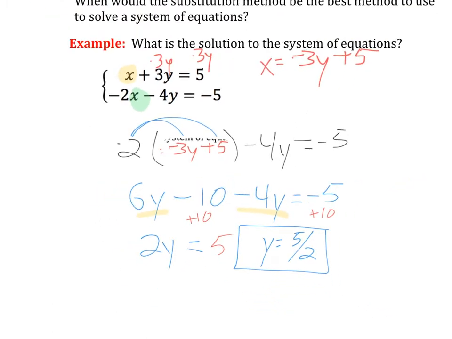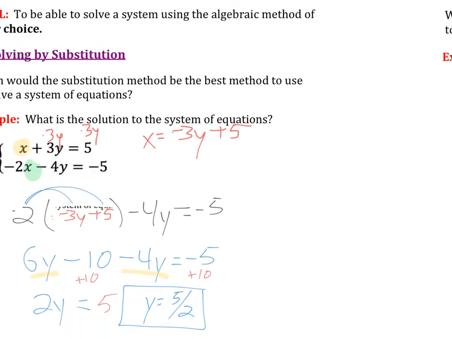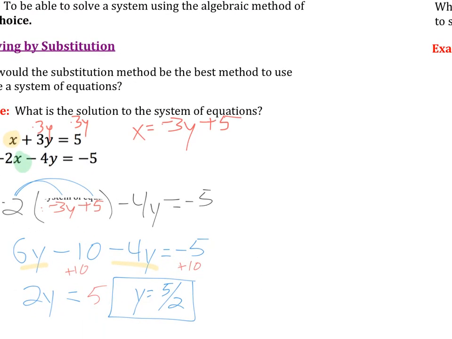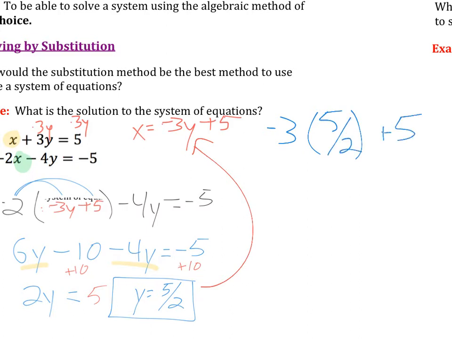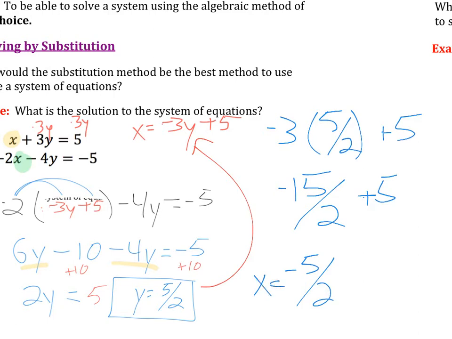All right, so now that you know your y value, we're going to go back up to our other equation to figure out our x value. So this guy's going to get plugged in up there. And let's see what we get. So we'd have negative 3 times 5 halves, or 2.5, plus 5. So it'd be negative 15 halves, or negative 7.5, plus 5. So we would get negative 5 halves as my x value there.